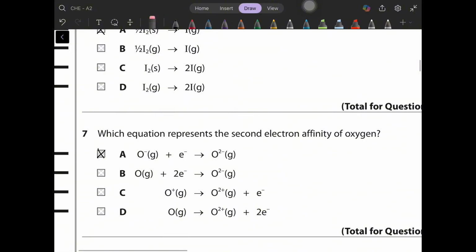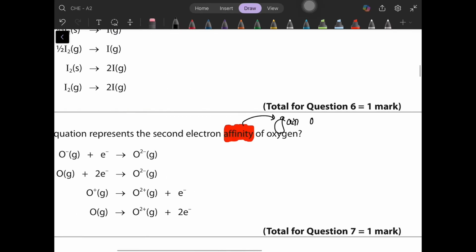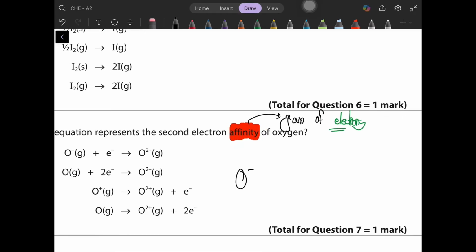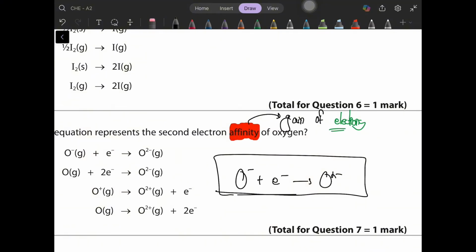The equation represents the second electron affinity of oxygen. Which equation? Electron affinity means the gain of electrons. It is basically the reverse of ionization energy. So for the second electron affinity, it should be something like this is the first electron affinity, and it gains one electron to form O2 minus. So this equation should be for the second electron affinity.